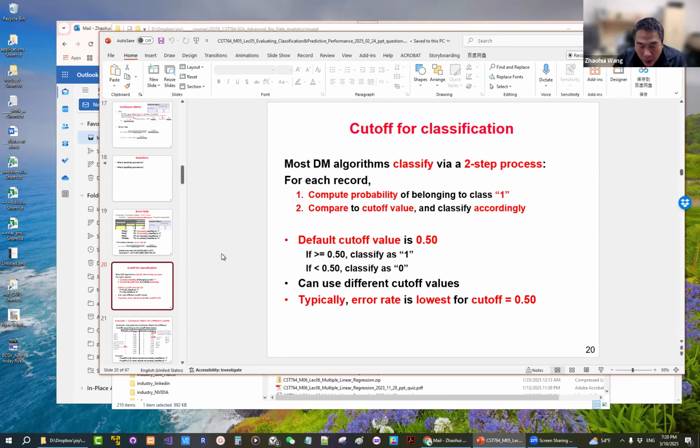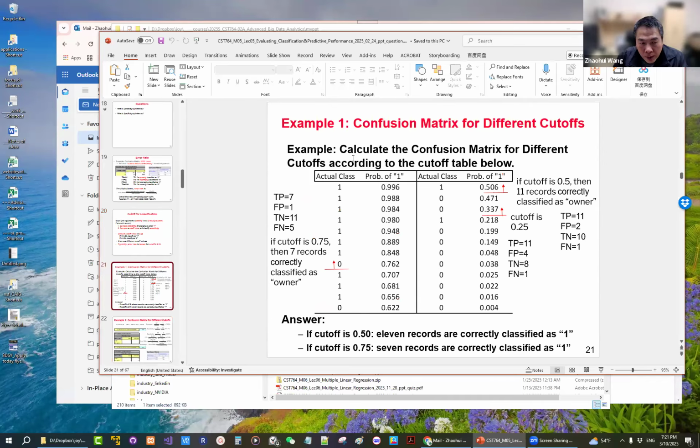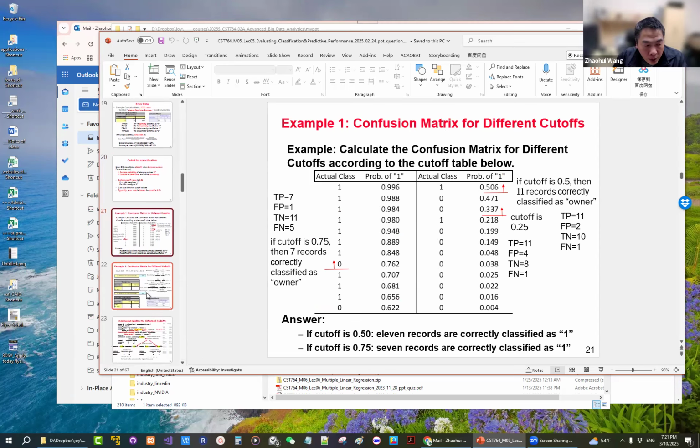we need to choose the cutoff value. The default cutoff value is 0.5. Usually it's the best option. We can also choose other cutoff values to realize different confusion matrices. So we discussed the example for the output probability of the classification. We can use the cutoff value 0.5. Then we can derive the confusion matrix and accuracy and error rate.